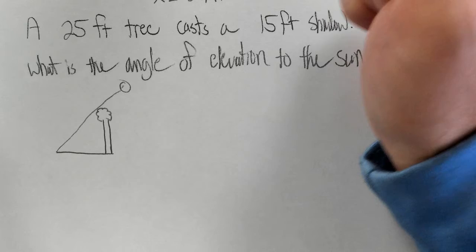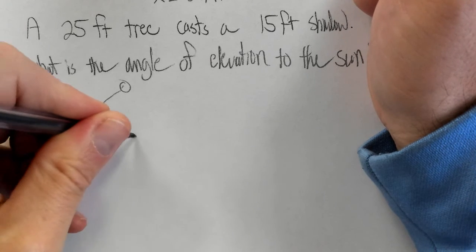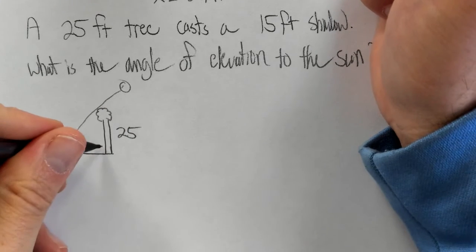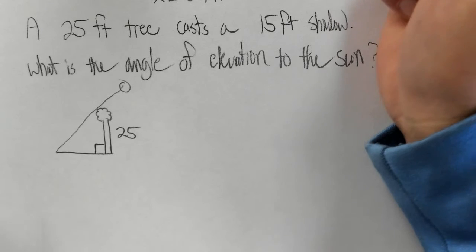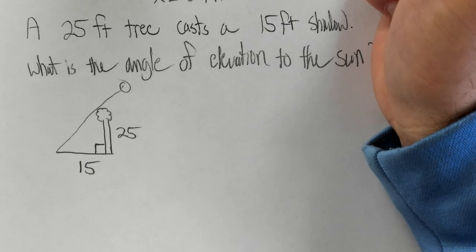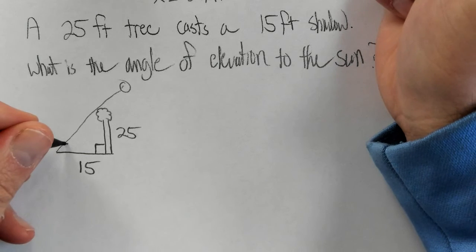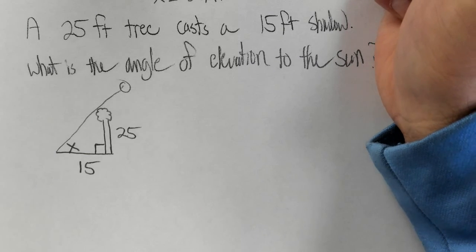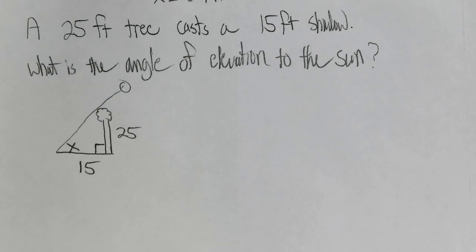Alright? So it says a 25-foot tree. So 25 is there. Here's my right angle, by the way. Cast a 15-foot shadow. So I'm putting my 25 and my 15 in the right place. What's the angle of elevation to the sun? There's your x. Okay, so the angle is what is missing this time.